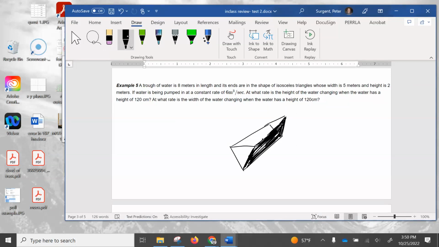Okay, so it's a trough of water, 8 meters in length, and its ends are the shape of an isosceles triangle whose width is 5 meters and height is 2 meters. If water is being pumped in at a constant rate of 6 cubic meters per second, at what rate is the height of the water changing when the water has a height of 120 centimeters? Okay. So these are tough. When you look at these, it's like, what is this thing asking, right? It's confusing. There's a lot coming at you. So you just got to kind of break it down piece by piece.